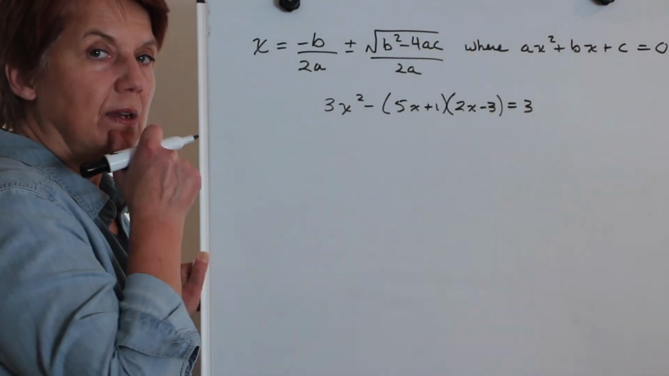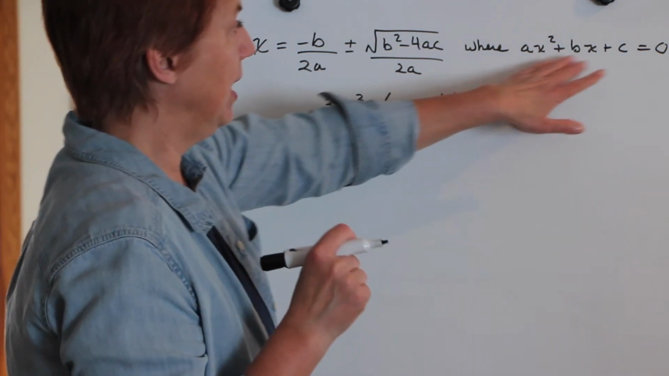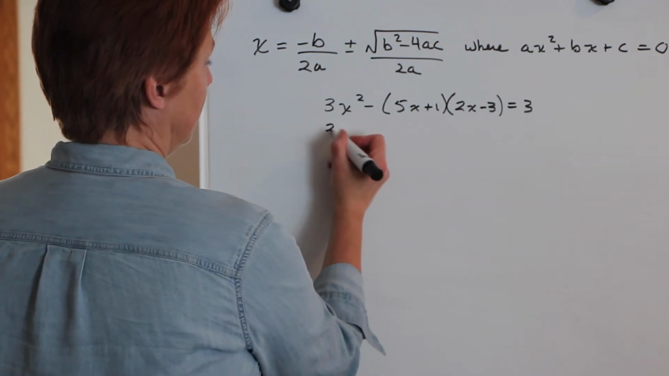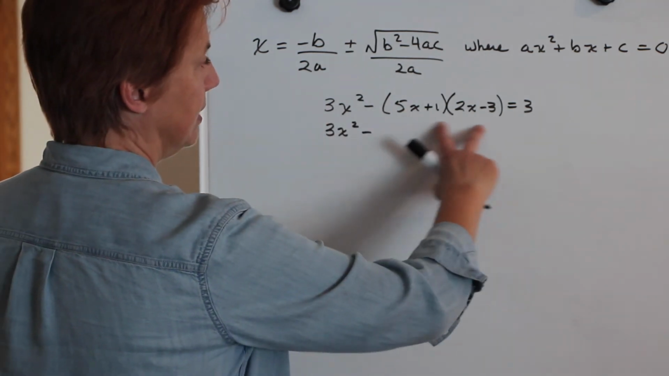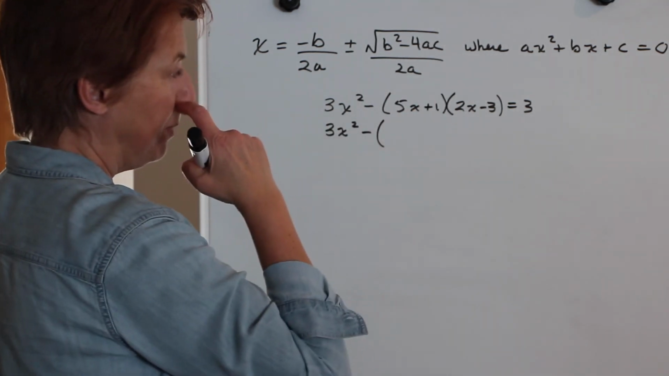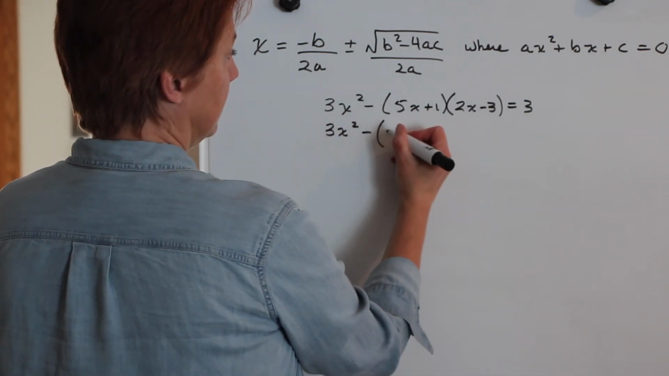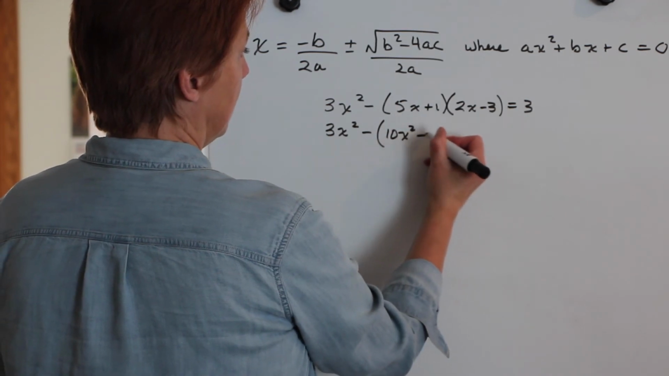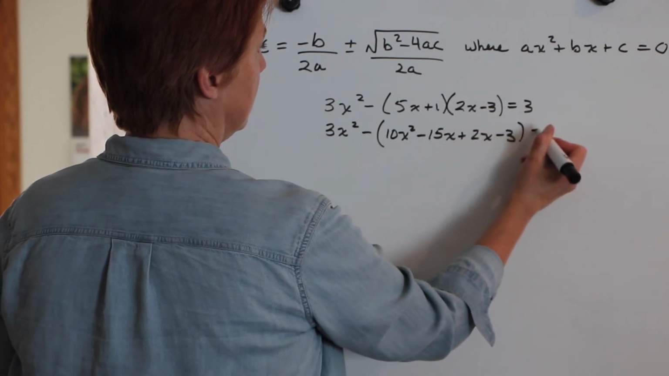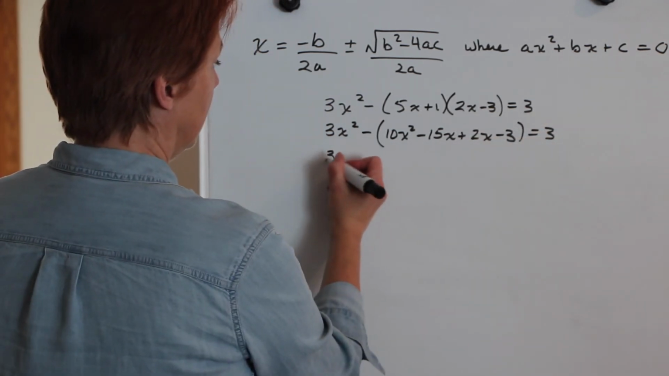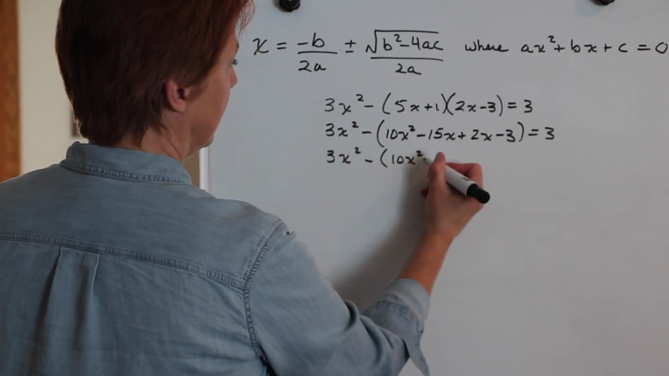Okay, so for this one, we also have some algebra that we have to do before we have it in this form. So let's review, this is polynomial work basically. So anytime you have a minus sign in front of something that needs multiplying, leave that stuff in brackets to begin with, and then bring the negative through afterwards, okay? So we've got 10x squared minus 15x, we're foiling, plus 2x minus 3 is equal to 3. Then 3x squared minus bracket.